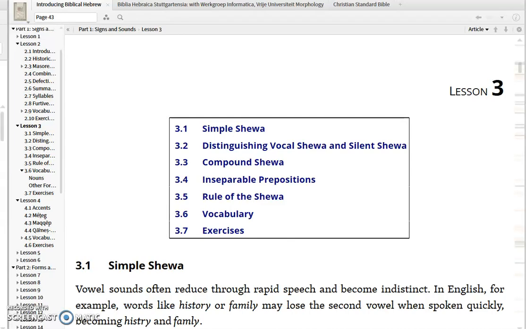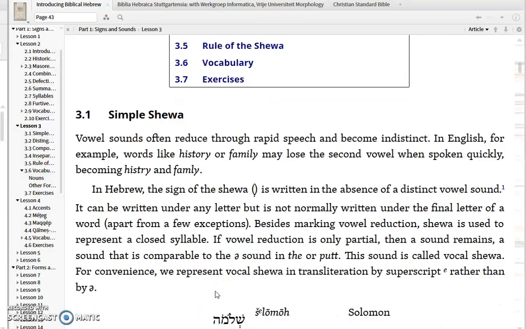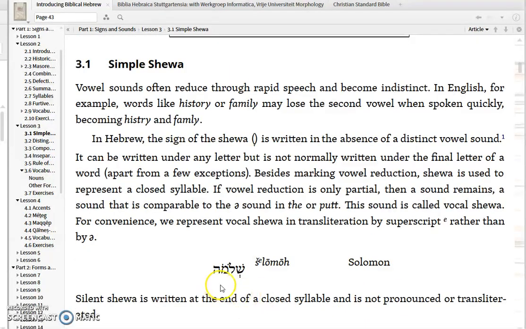We will now go over lesson 3 in Ross, which is going to have to do with the schwa. The simple schwa is represented by two dots. You can see it more clearly on the screen here in the word for Solomon, which is Shlomo. Two little dots directly below the consonant is the schwa.